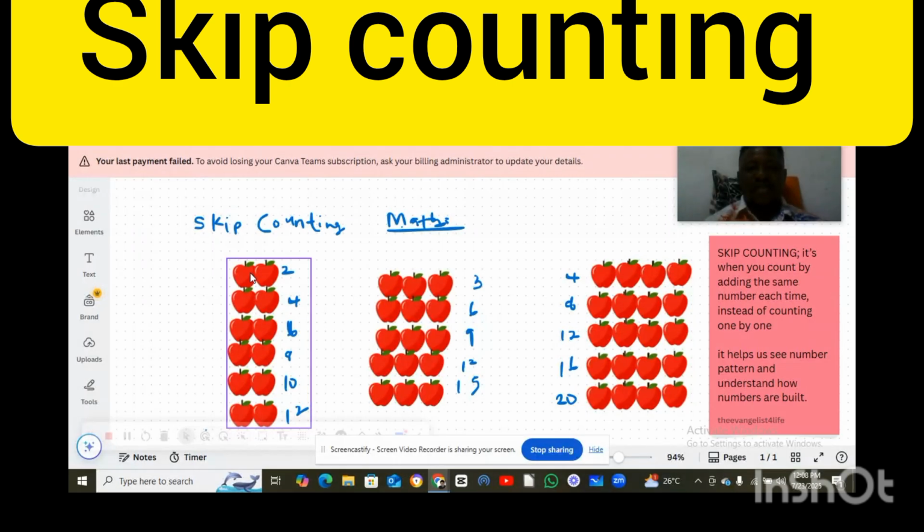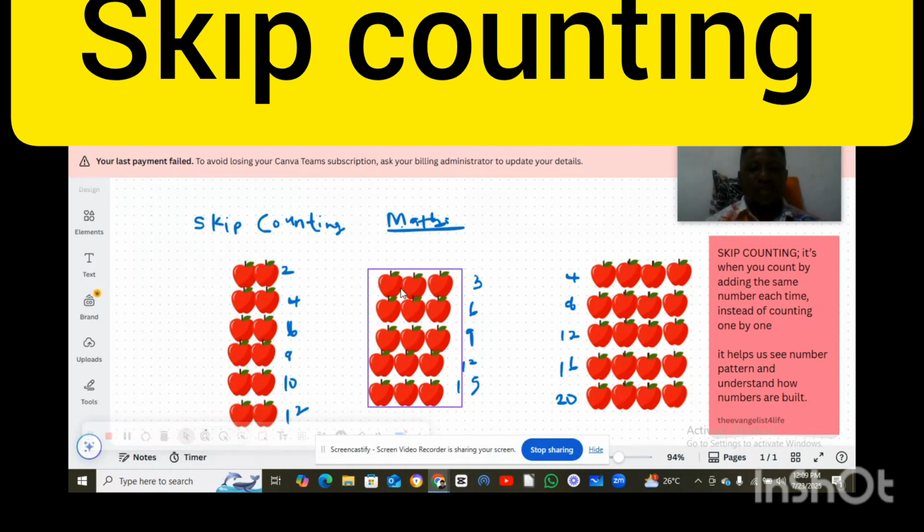So look at this one, for example. When you were given the first 2 apples, 1, 2, you have 2 apples. When you add 2 more, what do you have in total? Now you have 4. When you add another 2 apples to what you already have, you have 6. Add 2 more to the 6, you have 8. Another 2 apples, you have 10. Another 2, you have 12. So the more apples you are given, the more the number keeps increasing.